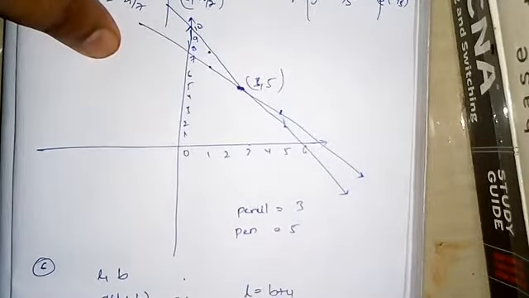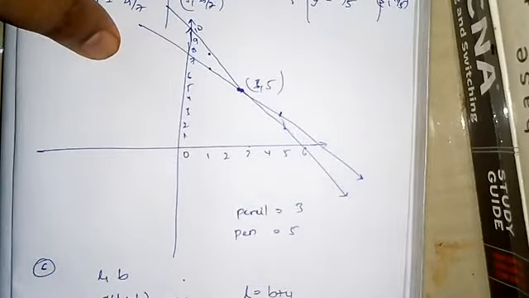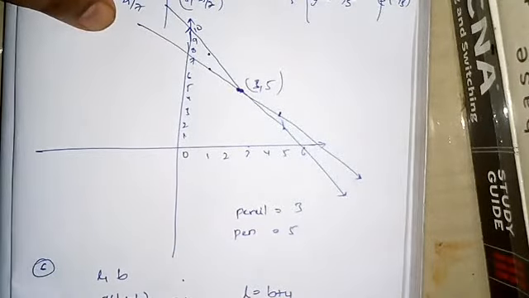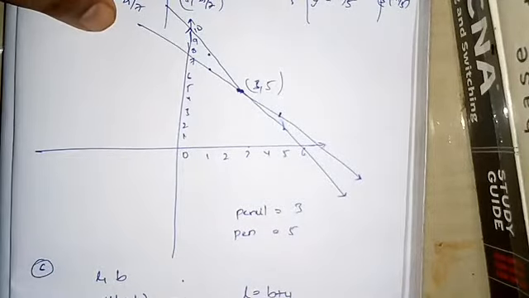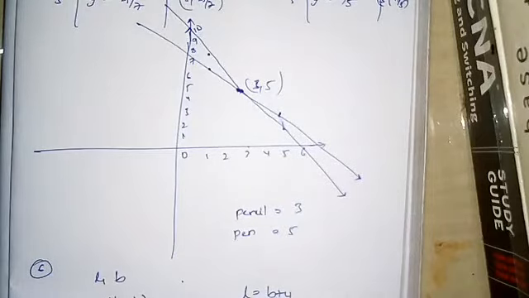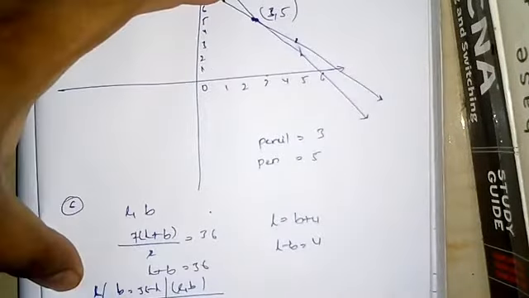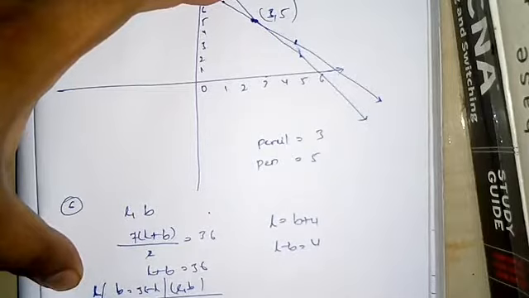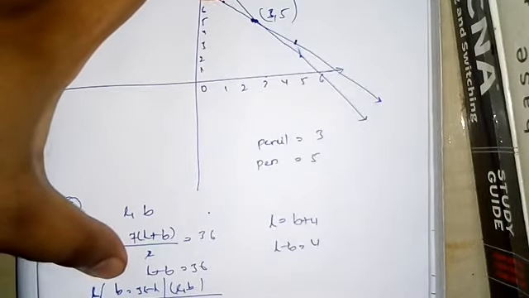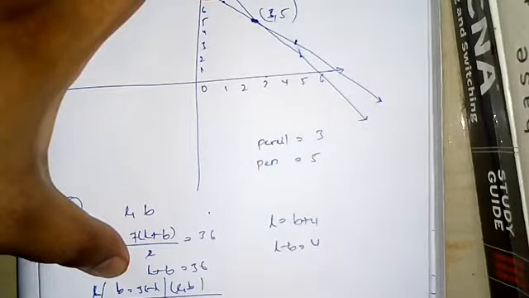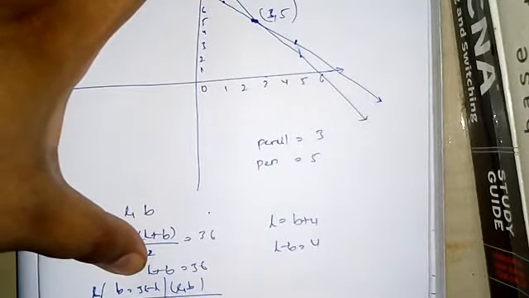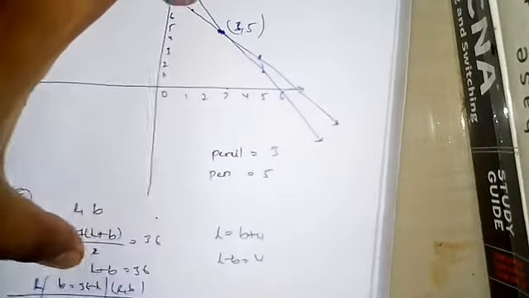Let's plot these points on graph. L comma B, B is equal to 36 minus L. For L equals 10, B will be 26. 10 comma 26. For 20, B will be 36 minus 20, which is 16. So 20 comma 16. For 30, B is equal to 36 minus 30, which is 6. 30 comma 6.